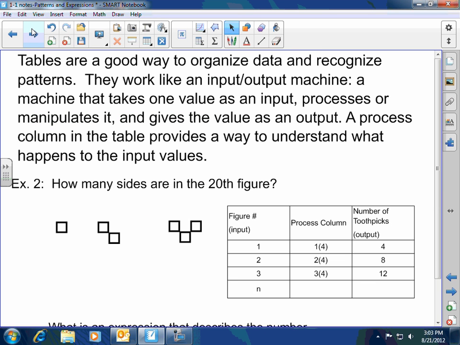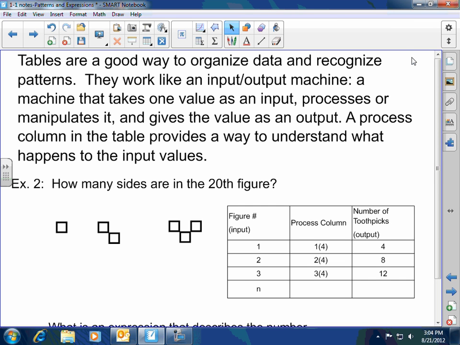So, let us continue. Now, tables are a good way to organize data and recognize patterns. They work like an input-output machine, a machine that takes one value as an input, processes or manipulates it, and gives the value as an output. A process column in the table provides a way to understand what happens to the input values. Let's look at this example here. How many sides are in the 20th figure?